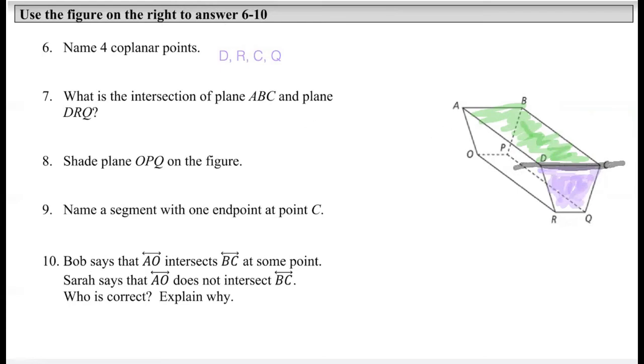So when we answer this, it's important that we write it with the correct notation. We need to notate it like a line. So this would be line DC or CD, whichever way you wrote it. And you would have to put your arrows on the top. Yes, that's number 7.